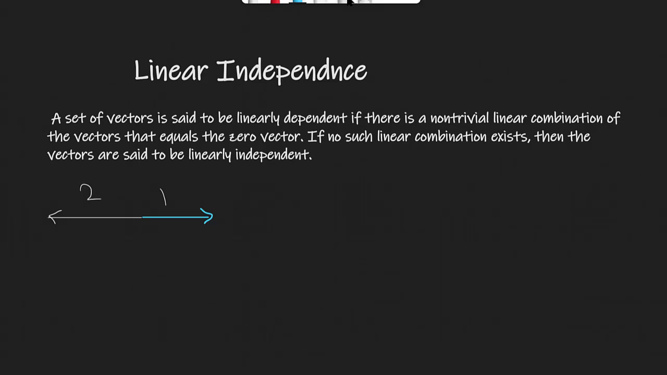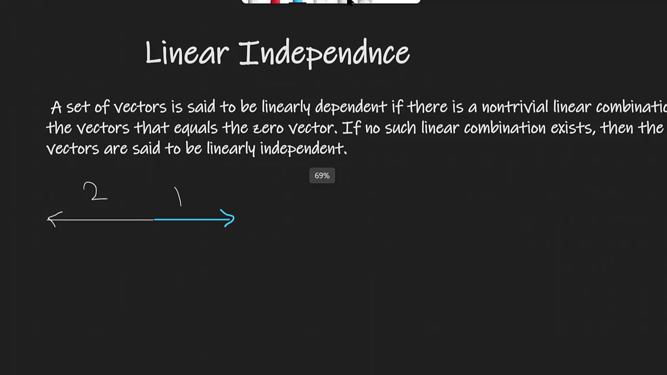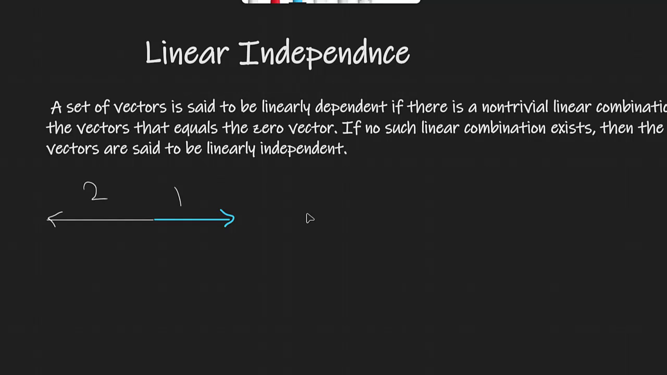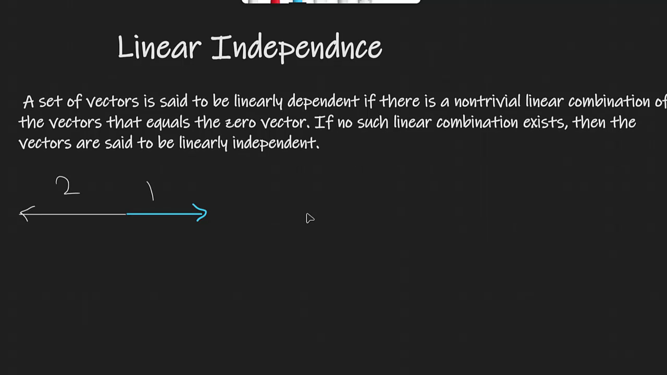And now let's have a look at a critical definition for quantum mechanics and for what, well, essentially what a dimension is, and that is linear independence. A set of vectors is said to be linearly dependent if there is a non-trivial linear combination of the vectors that equals the zero vector. Now in this case, non-trivial simply means that we're ignoring anything that is being multiplied by a scalar of 0 or by the zero vector. If no such linear combination exists, then the vectors are said to be linearly independent.